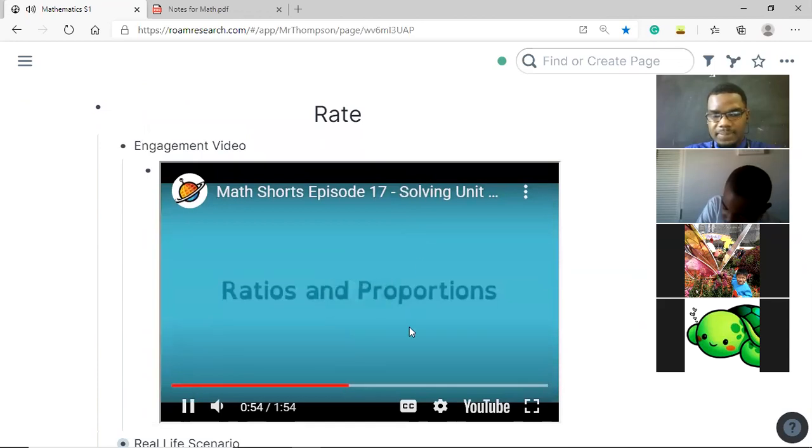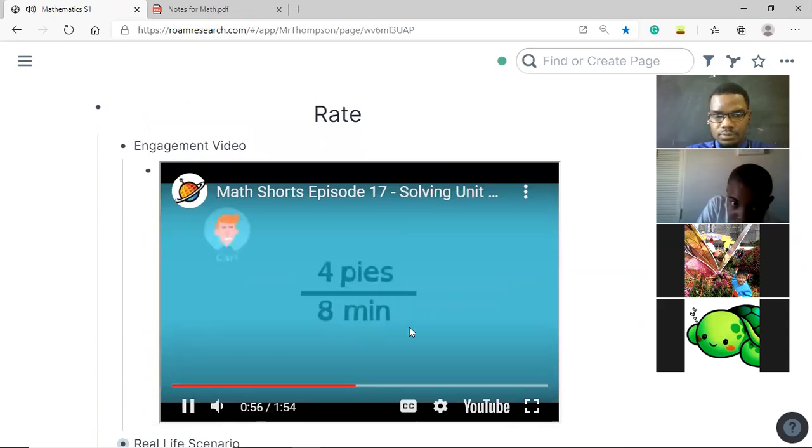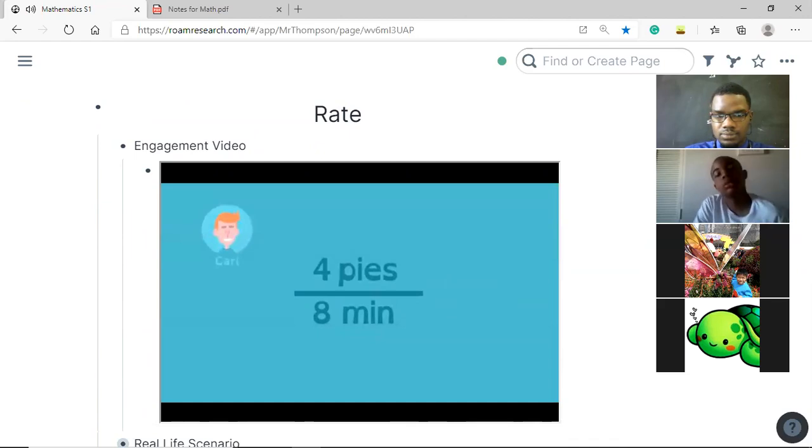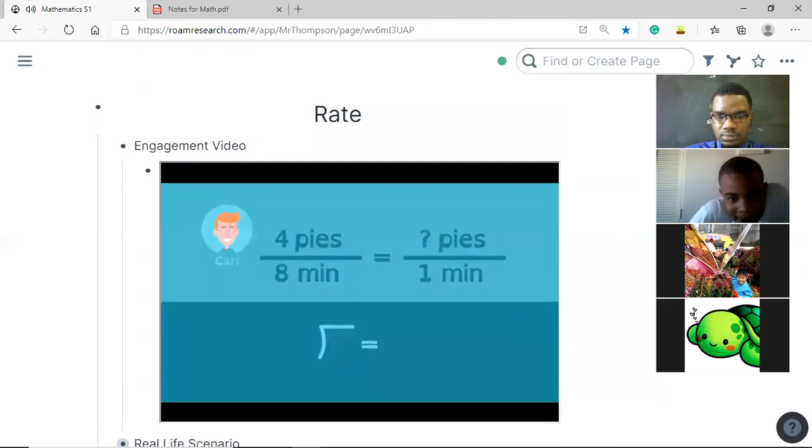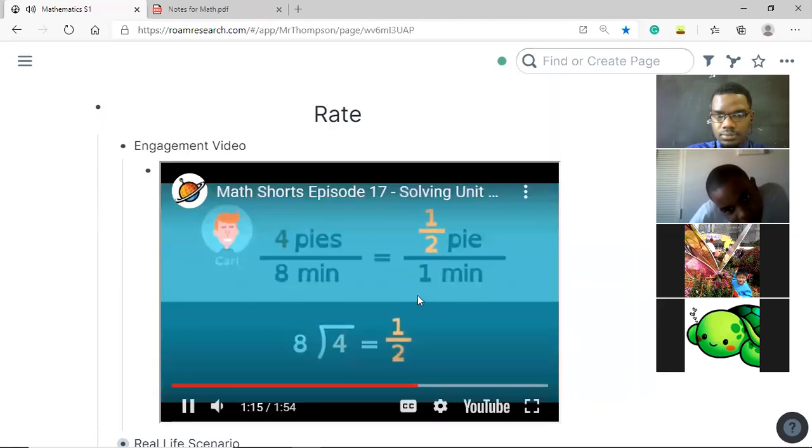Proportions show us the math behind unit rate. If Carl eats 4 pies in 8 minutes, how many pies would he eat in 1 minute? In other words, what is his unit rate? Since a unit equals 1, we know we need to divide 8 into 8 to get 1. To keep the fractions equivalent, we must also divide 4 by 8. Now we can see Carl's.